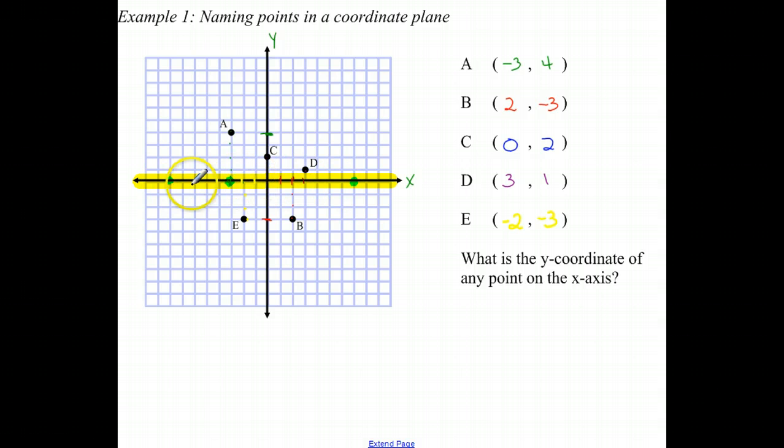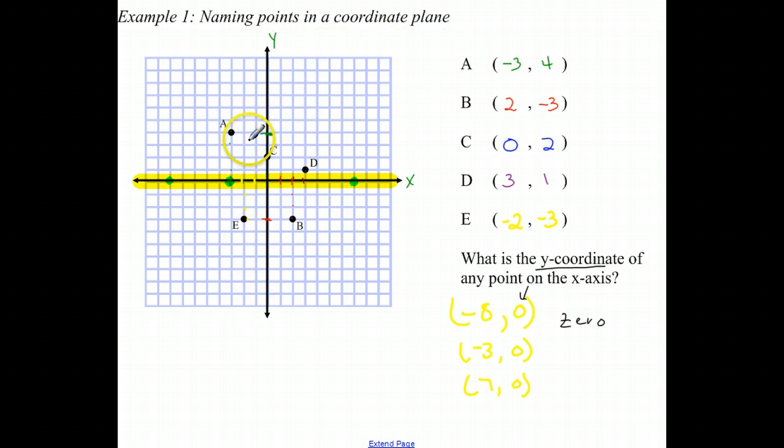Well, I'm moving to the left 1, 2, 3, 4, 5, 6, 7, 8. So this is negative 8, and then I'm moving up or down 0. This point here is negative 3, 0, and this one would be positive 7, the point 7, 0. So the question was, what is the y-coordinate, that's these, of any point on the x-axis? And the answer is 0.